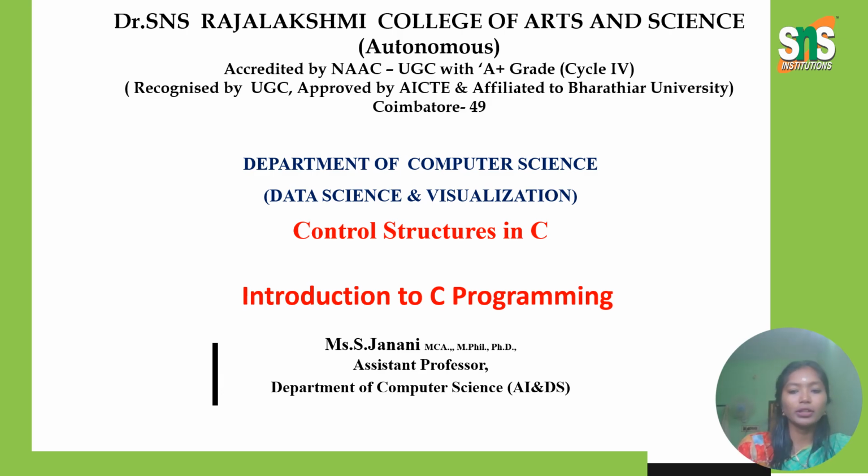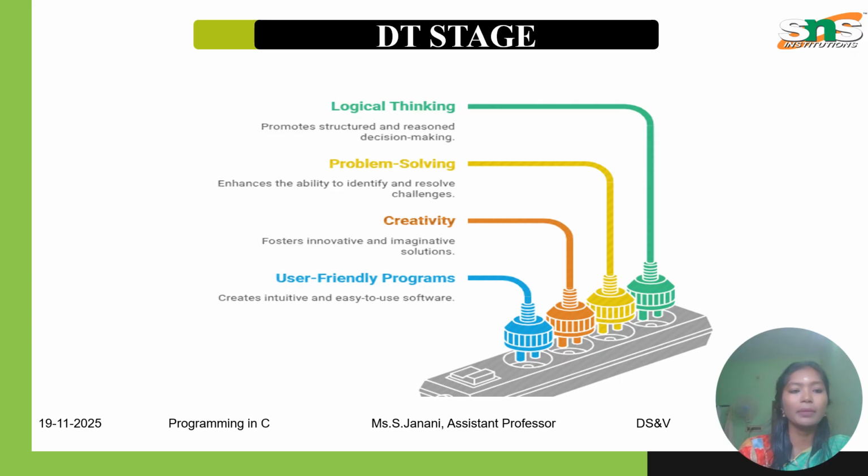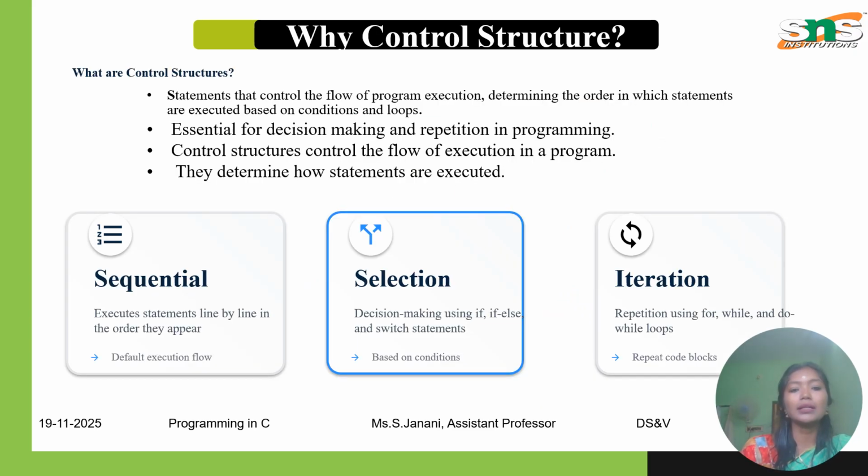Continuing the structure of C, we are going to see about the control structures in C programming. This is a stage of control structure. It promotes structures with meaning and reasoning to make decision making. It enhances problem-solving techniques, makes programs more creative, and is very user friendly. So what is a control structure?